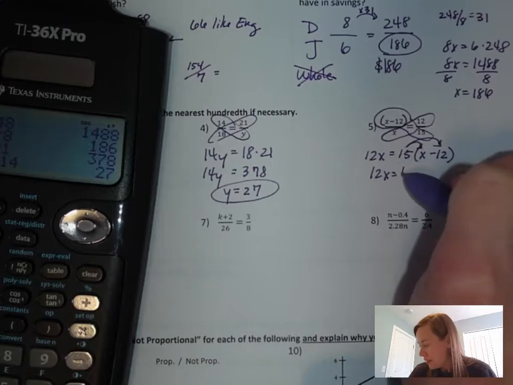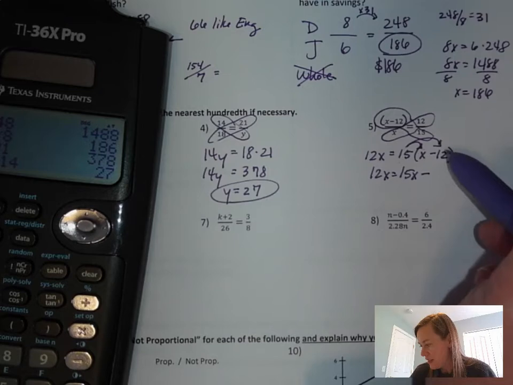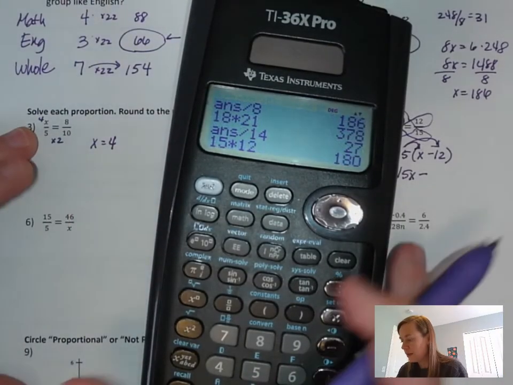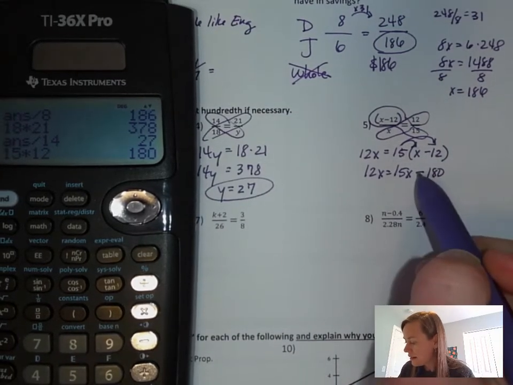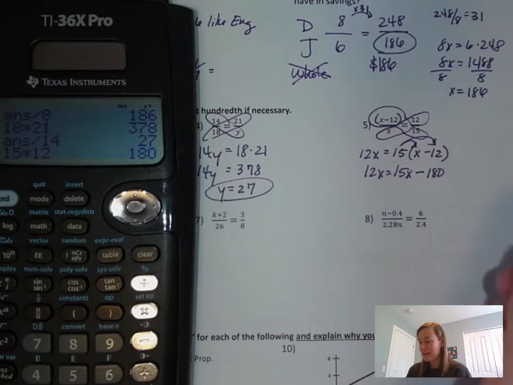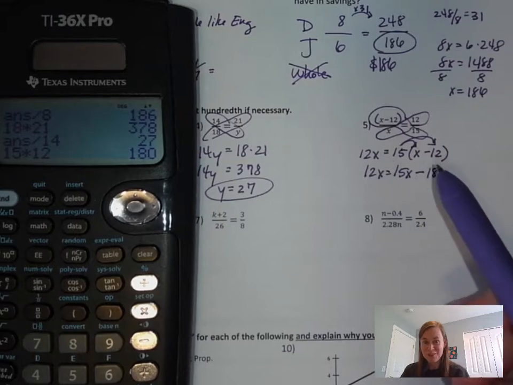So 12x equals 15x minus, let's see, 15 times 12. 180. And that minus there is there because a positive number times a negative number is a negative. If it had been a negative 15 times a minus 12, then it would have been positive. So just watch out for those.